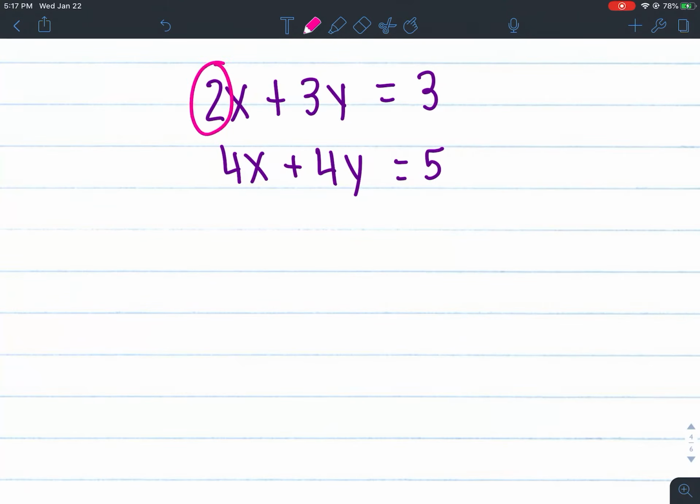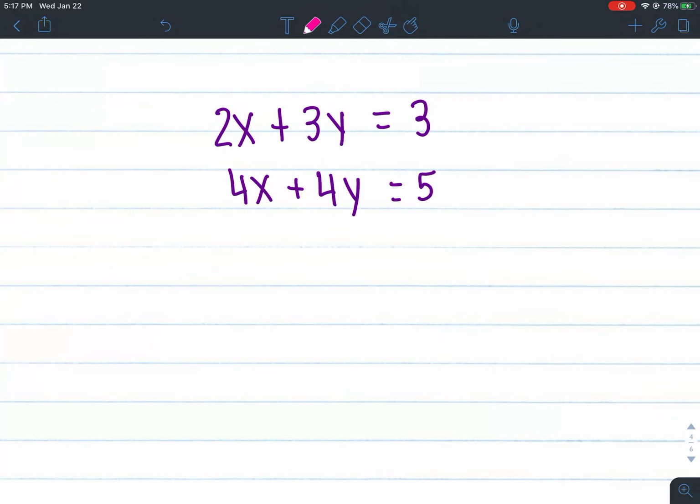But with the x's, I have 4 here and I have 2. Well, I know that I can get 2 to become 4. So if I multiply this entire first equation by a number, I can get it to become 4. Well, right now I have 4x. Positive 4x. So I want the other one to be negative 4x.